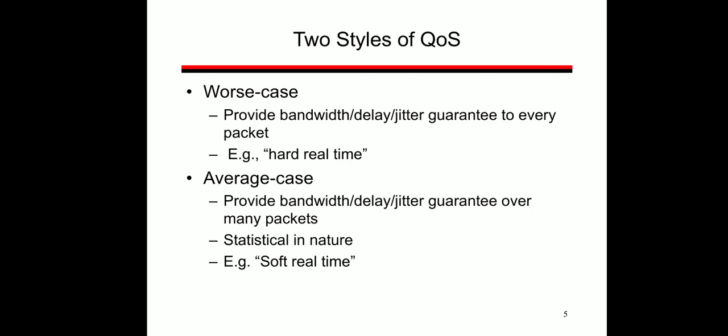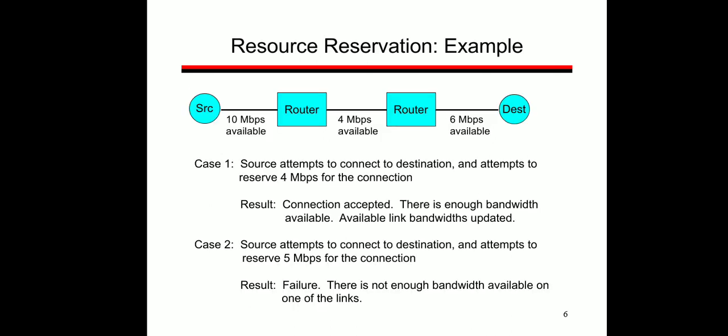In everything we know about the worst case and the best case. Here the worst case: provide bandwidth or delay or jitter guarantee to every packet. Example: hard real time. And average case: provide bandwidth or delay or jitter guarantee over many packets, statistical in nature. Example: soft real time. So resource reservation example: source, 10 Mbps available, router, then 4 Mbps available, router, then 6 Mbps available after that.